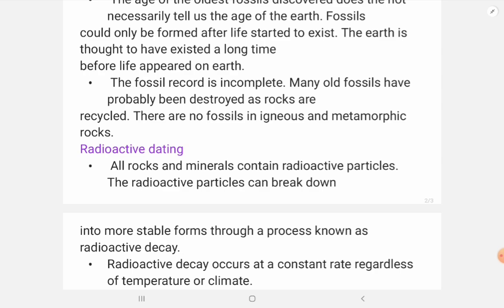Page number 90. The fossil record also gives us a clue about the climatic conditions at different times during Earth's history. It allows us to study how specific species have changed since the event. Limitations of the fossil record.